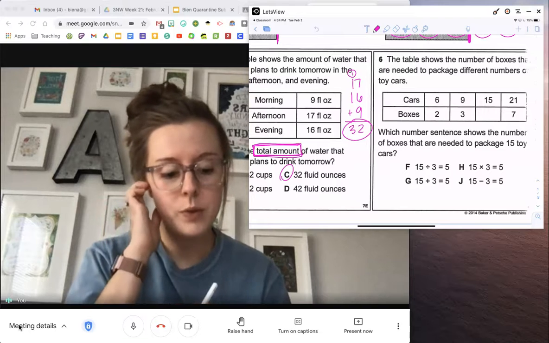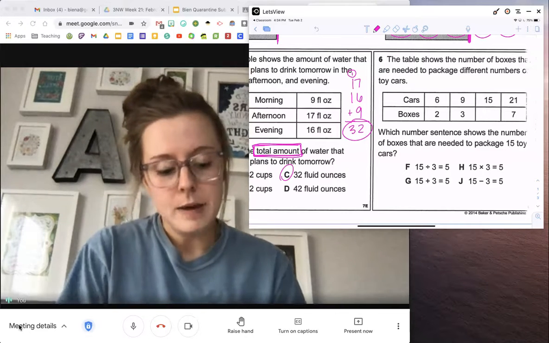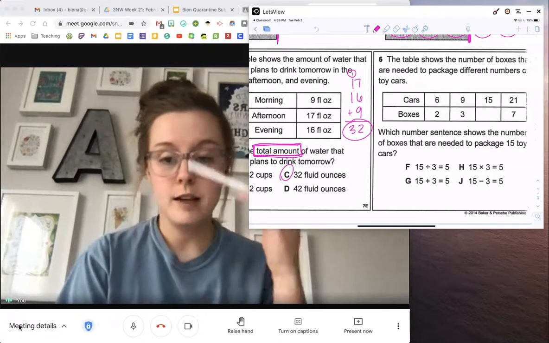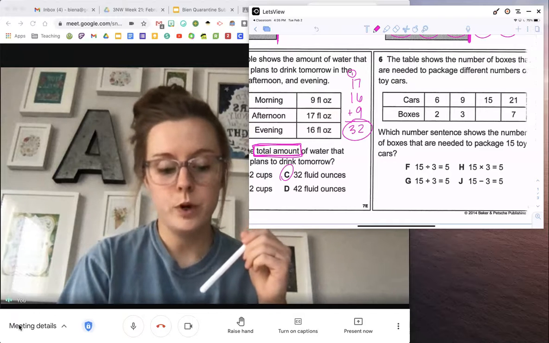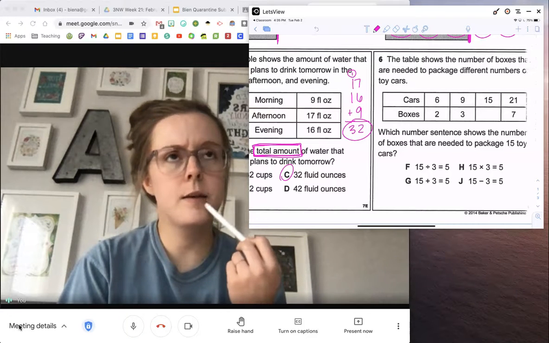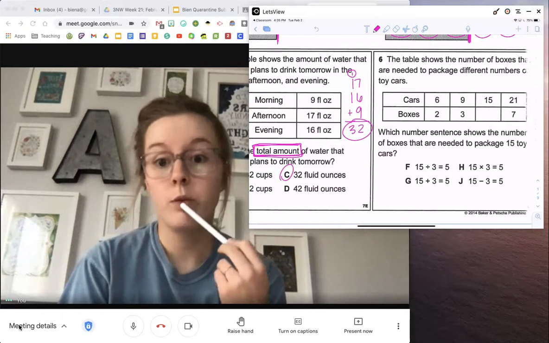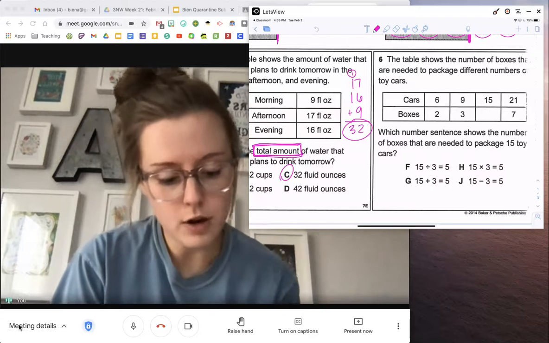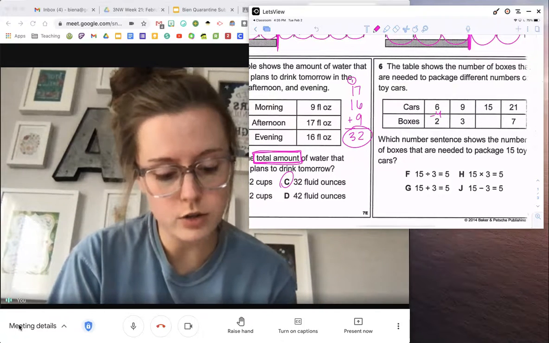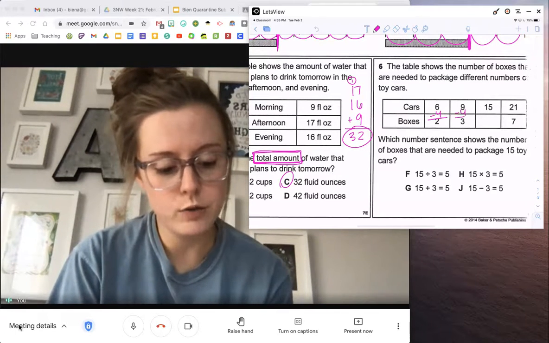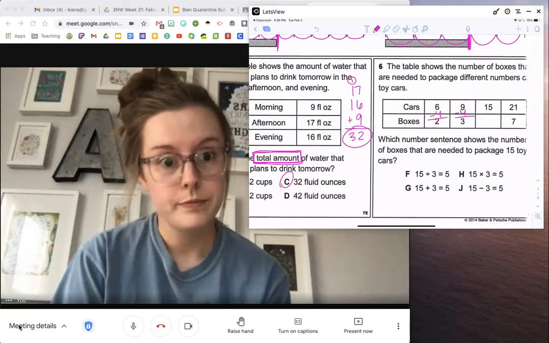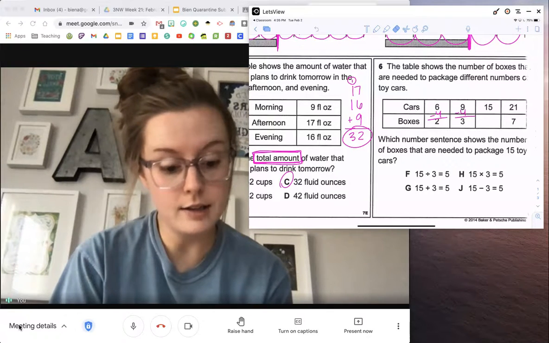Okay? So, let's think about that. If I'm subtracting, to get from 6 to 2, what would I have to subtract? 6 minus something is 2. 4. Okay, so let's try that. So 6 minus 4 is 2. Okay, 9 minus 4. 9 minus 4 is not 3, so that is not going to work.